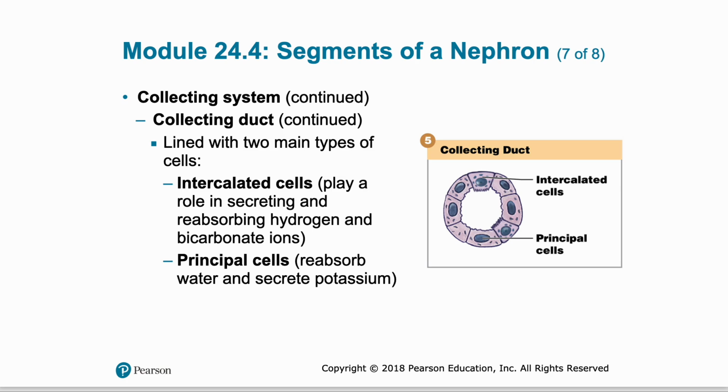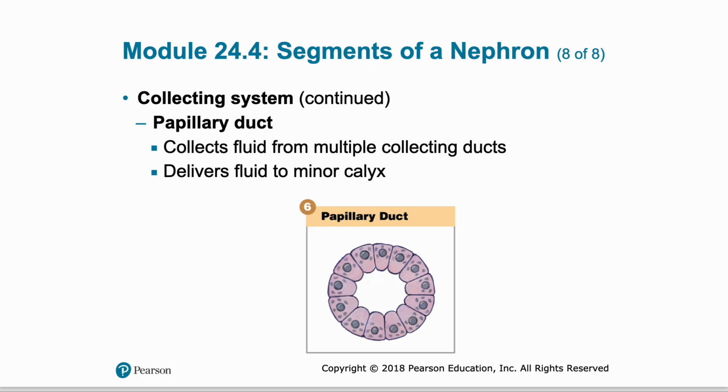And those cells are going to play important roles in secreting and reabsorbing hydrogen and bicarbonate ions. That's the intercalated cells, so that can impact pH. And then the principal cells are going to be really effective at reabsorbing water and or secreting potassium. So two different types of cells with two different functions in the collecting ducts. By the time it becomes the papillary duct, it's almost like they're between cuboidal and columnar cells, and they are really just delivering fluid. These are just very traditional ducts. There's not a whole lot going on in terms of secretion or absorption.